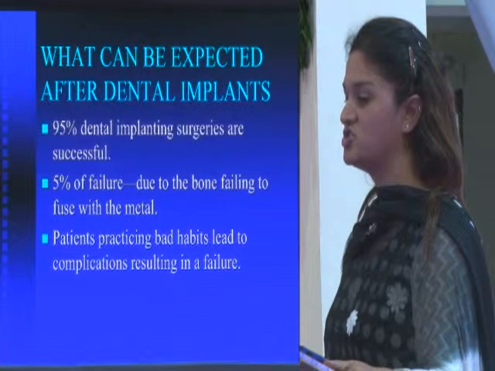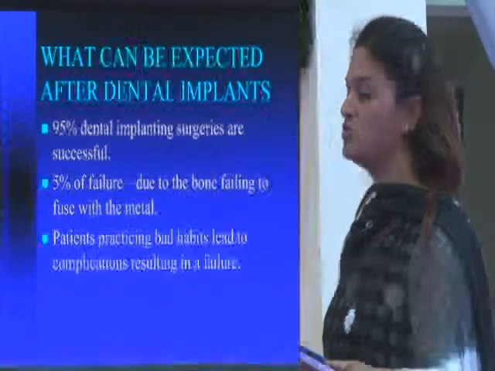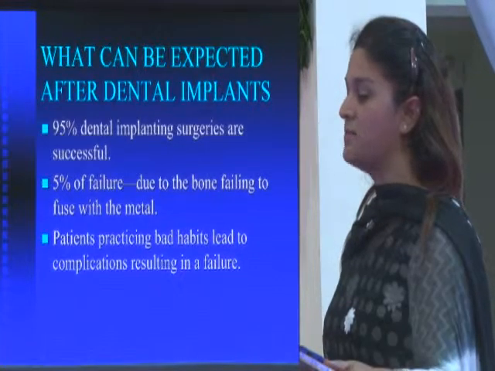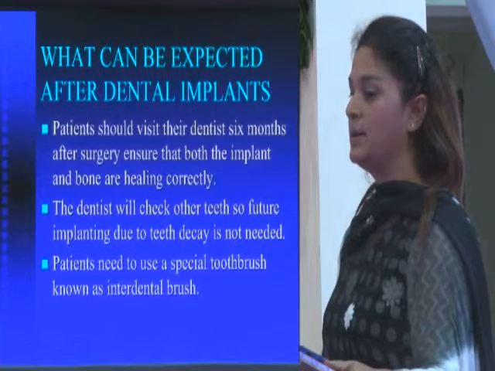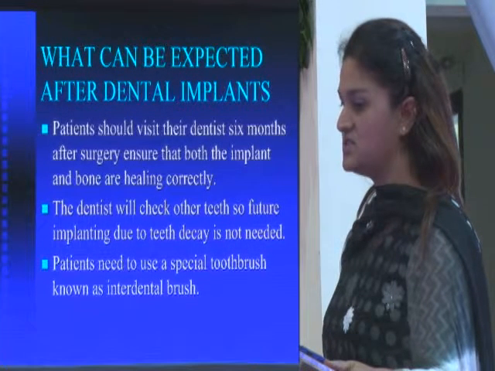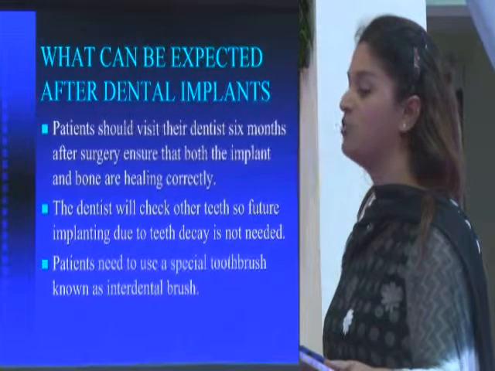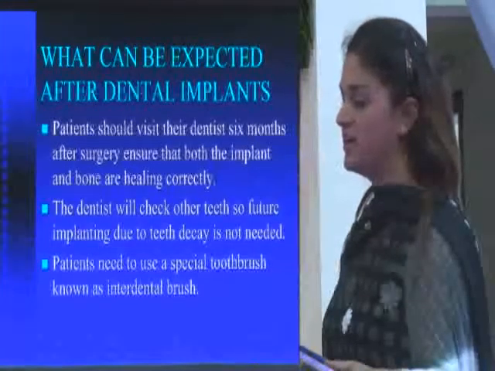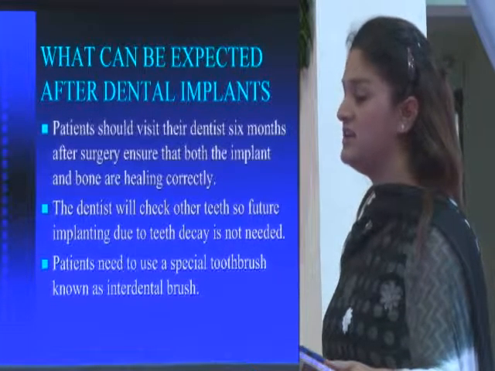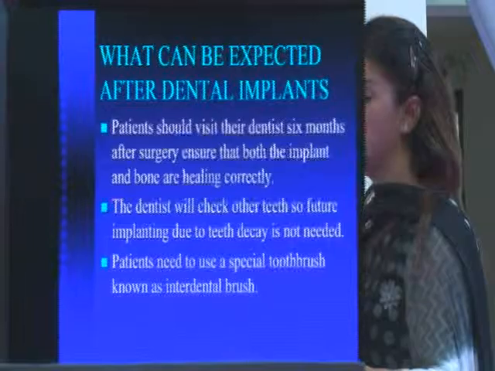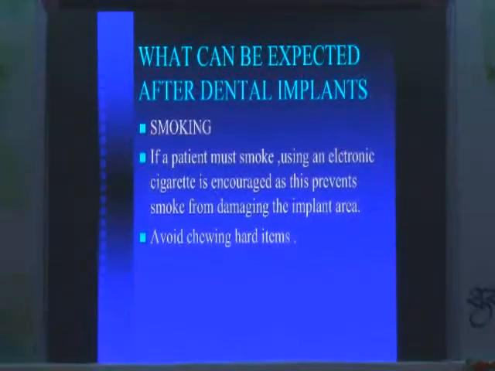So what can be expected after dental implants? 95% of dental implant surgeries are successful. 5% are failures due to bone failing. Patients practicing bad habits lead to complications. Patients should visit their dentist 6 months after surgery to ensure that both the implant and the bone are healing correctly. The dentist will check other teeth so future implanting due to teeth decay is not needed. Patients need to use a special toothbrush or interdental brush. In case of people who are habitual smokers and cannot quit smoking, an electronic cigarette is encouraged, as this prevents smoke from damaging the implant area, and they should avoid hard chewing stuff.